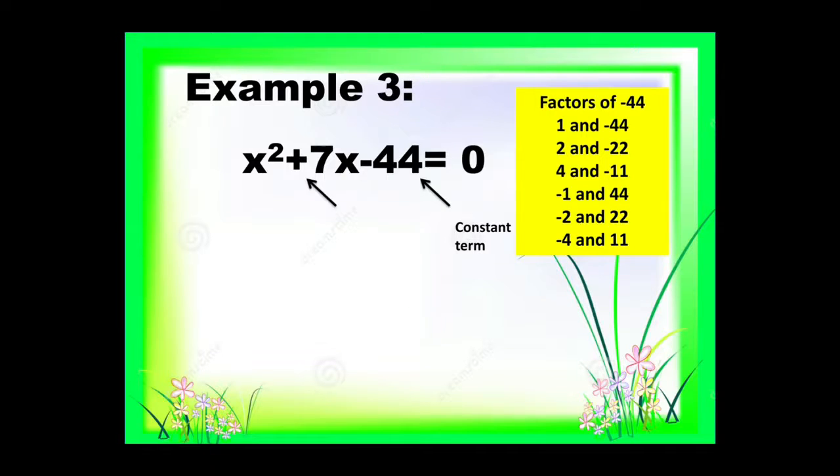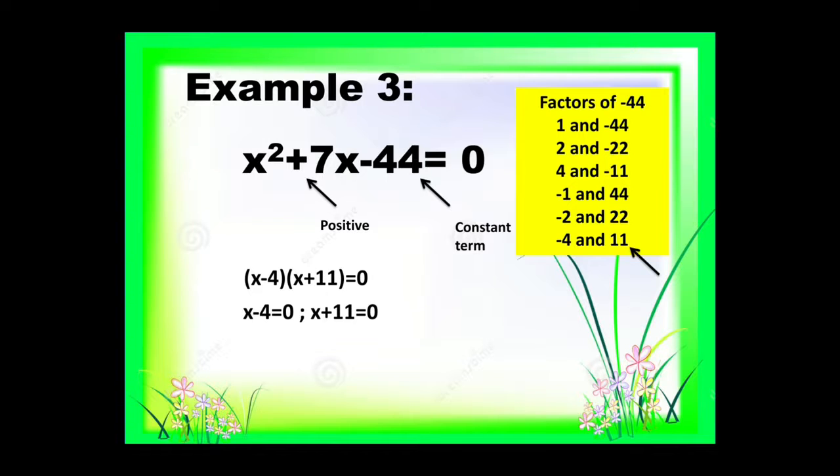The sign of the middle term is positive. So we are going to think of two numbers. When you subtract, the answer is positive 7. And among these factors, we have negative 4 and 11. 11 minus 4 is 7, and 11 times negative 4 is negative 44. So we will have the quantity of x minus 4 times the quantity of x plus 11 is equal to 0. We need to equate the two factors to 0.